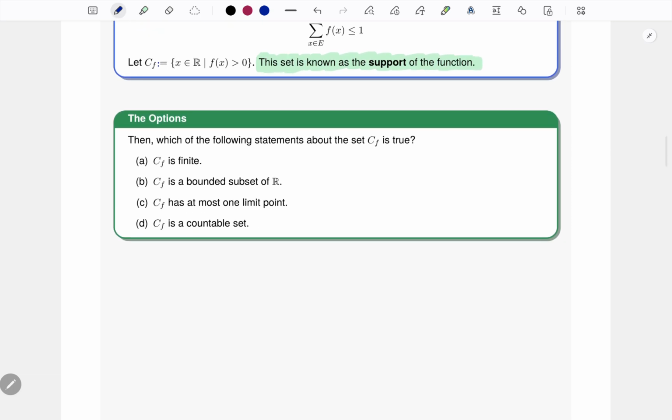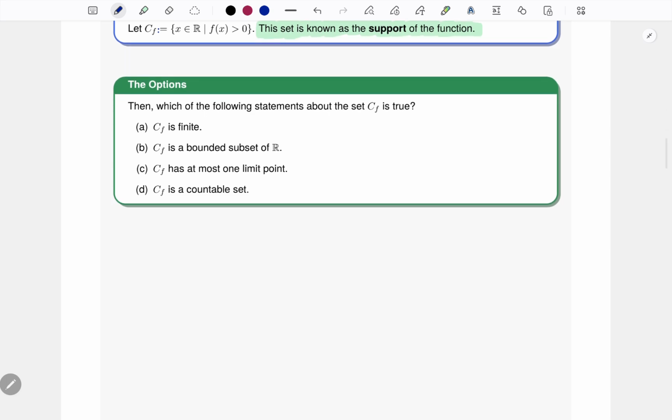Now the question was, which of the following statements is true? Firstly, that CF is a finite set, CF is a bounded subset of R, CF has at most one limit point, and CF is a countable set. Now the questions in TIFR are all MCQ type, only one option is correct, and the correct option to this is D. Now the solution to this, I won't be saying it's difficult, but it was based on a very tricky observation which was sort of coming from the Archimedean principle of the real numbers.